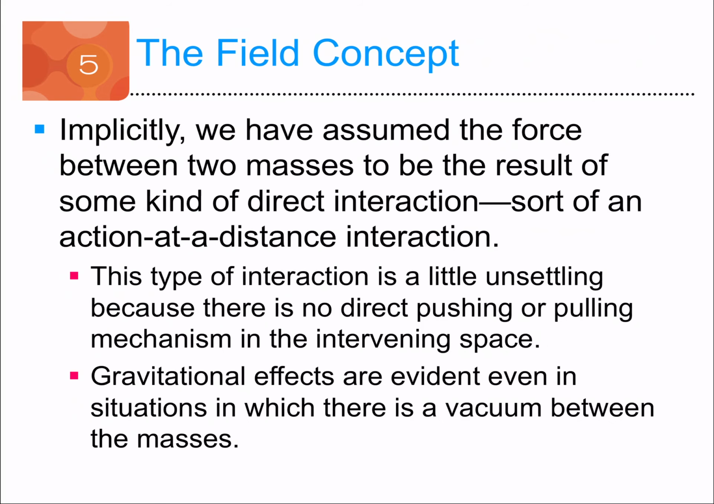And then the last thing in chapter 5 your book goes into is something known as the field concept. So far we've assumed that the force between two masses is the result of some type of direct interaction, basically an action at a distance interaction. Now, that could be a little unsettling because there's no direct pushing or pulling in that intervening space. We do know that gravitational effects are evident when there's a vacuum between the masses.